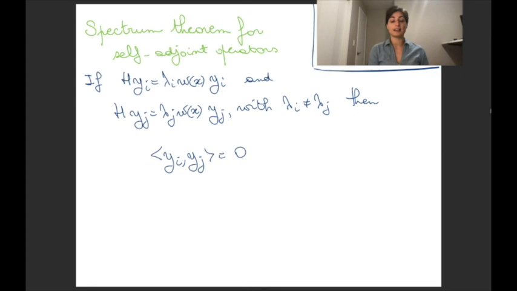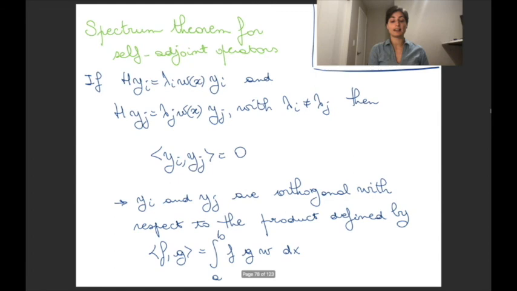In some sense, we're extending what we know about symmetric matrices to this much more abstract statement about self-adjoint operators. So in this case, yi and yj are orthogonal with respect to the product defined by our Sturm Liouville problem, the integral between a and b of each element times w.